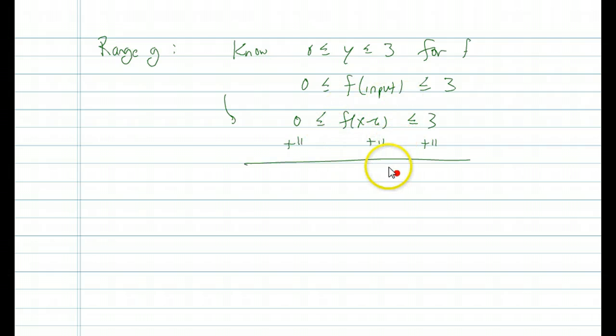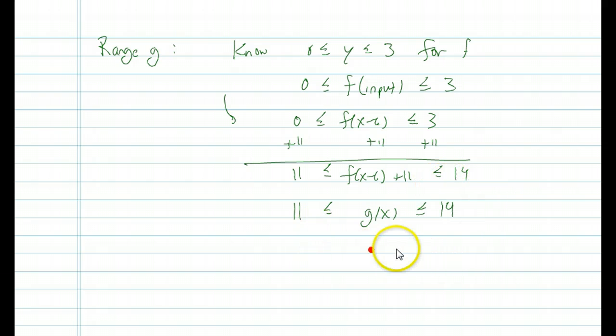the function f. So now we want to make this formula look like our formula for g, so we add 11 to left, right, and middle, and then that says 11 is less than or equal to, in this case, g of x is in the middle now, less than or equal to 14. So that tells you what your range is for the function g.